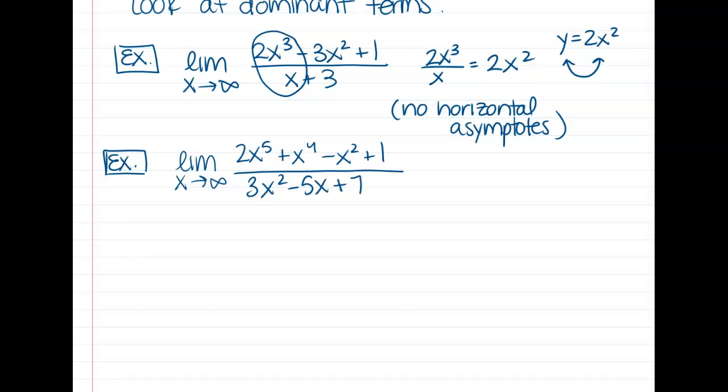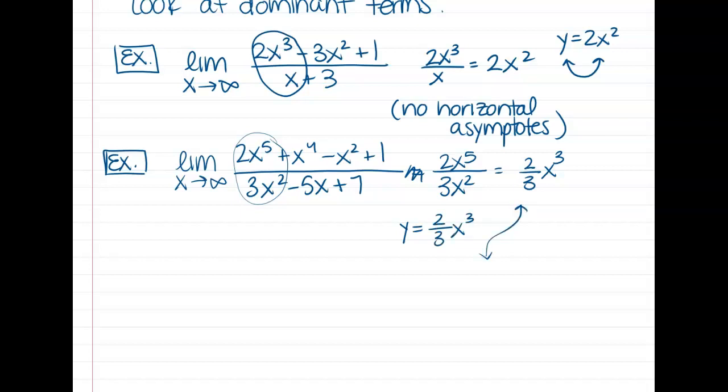Again, if you zoom out really far, the only terms that matter are these two. So our end behavior model is, it's not really an equal sign per se, 2x to the fifth over 3x squared, which is 2/3 x cubed. 5 minus 2 is 3. So the function y equals 2/3 x cubed looks something like this. And so once again, there are no horizontal asymptotes.